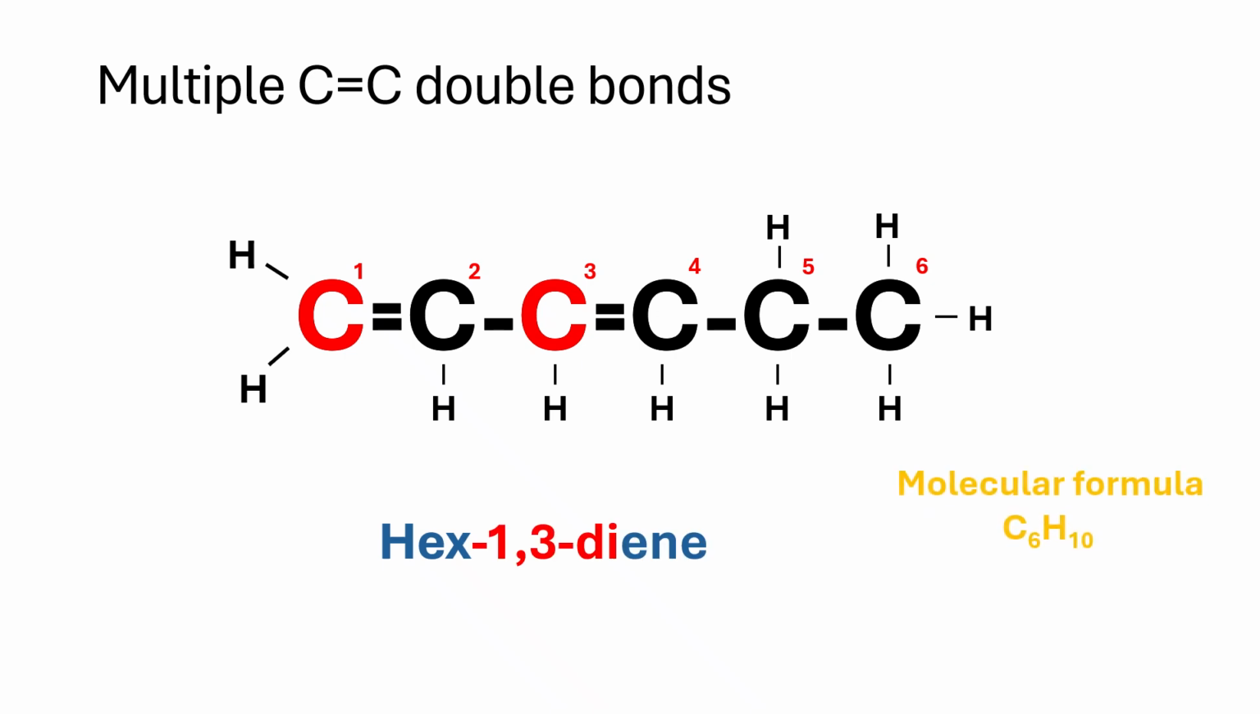And the naming goes hex-1,3-diene. Does it make sense? The C=C double bond starts on first and third, and having 2 double bonds will give diene, and the molecular formula is slightly changed. The number of hydrogens is no longer double the number of carbons, so it's supposed to have 12 hydrogens, but since having that extra C=C double bond, we're lacking 2 more hydrogens, so this one will have a general formula that's the very same as alkyne, which is CnH2n-2.